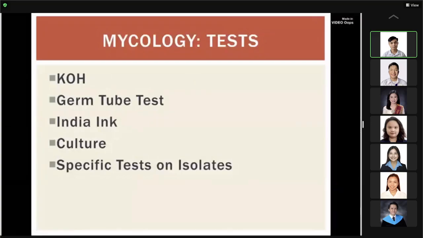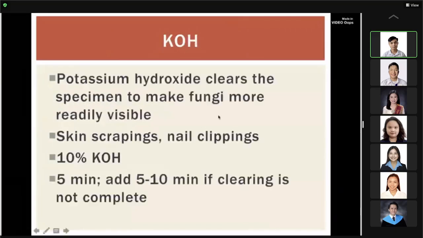Tests in mycology. So KOH. KOH is potassium hydroxide. It is the reagent, it's also the name of the test, and it's usually used as a 10% solution, 10% KOH. The usual samples are skin scrapings. Rarely, nakakatanggap rin tayo ng nail clippings. The purpose of the reagent, potassium hydroxide, is to clear the specimen of debris, like keratinaceous debris.